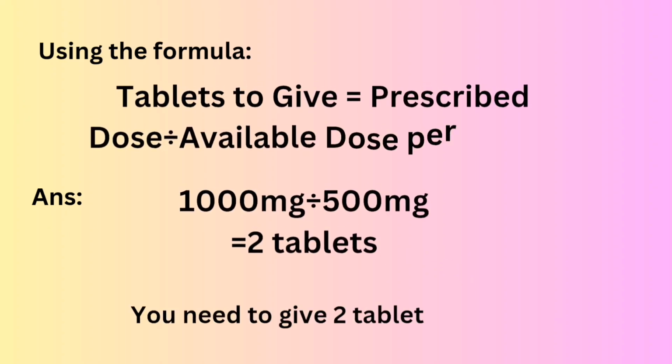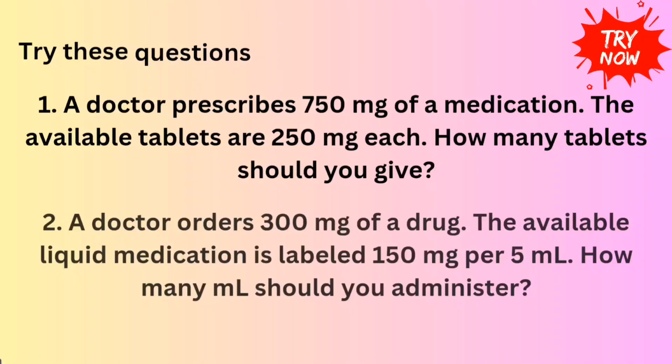The formula we need to use: tablets to give is equal to prescribed dose divided by available dose per tablet. That is 1000 mg divided by 500 mg, that is equal to 2. You need to give 2 tablets to your patient.